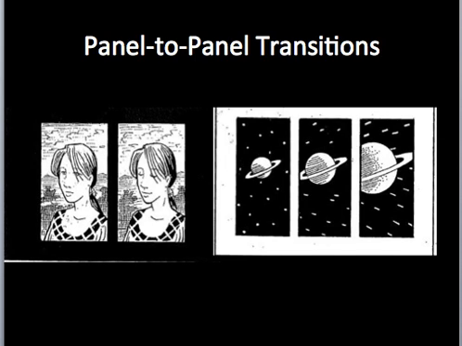We also see, these are also panel-to-panel transitions, the girl going from a sort of frown to a smile. And that's farther away from just the movement of a spider. We also see panel-to-panel transitions in terms of Uranus, where we're getting a faraway view, and then we're actually zooming out. So that's another kind of panel-to-panel transition.